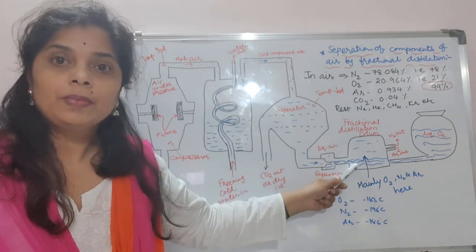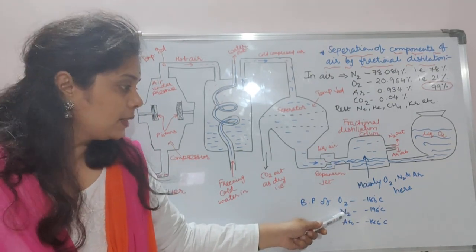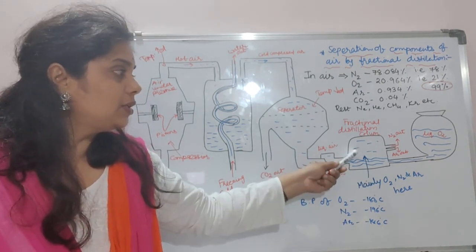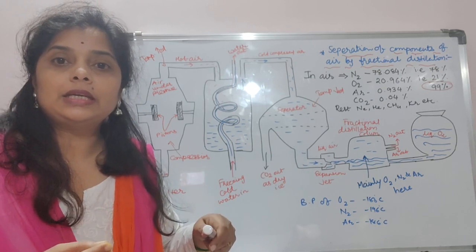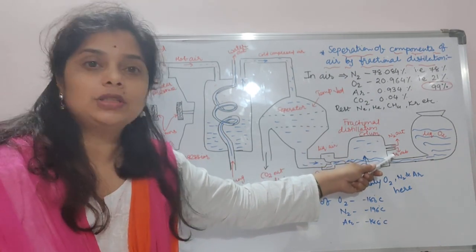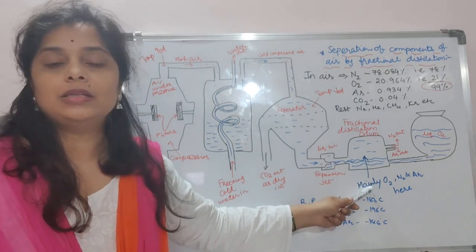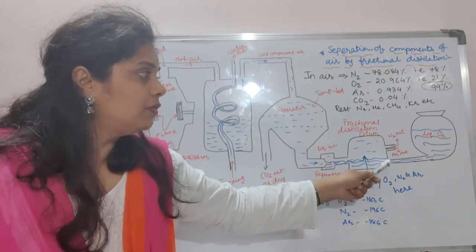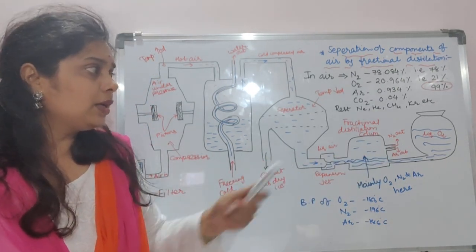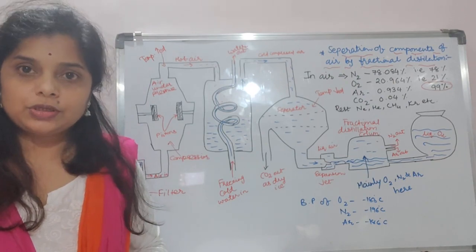Now the boiling point of oxygen is minus 183, nitrogen is minus 196, and argon is minus 186. So in fractional distillation, if the temperature is created at minus 184, then what happens? Then nitrogen and argon will move out as a gaseous state, and what is remaining? Remaining is just oxygen, and that liquid oxygen we can take out or store in the container which I showed at the last. I hope you got all the process.